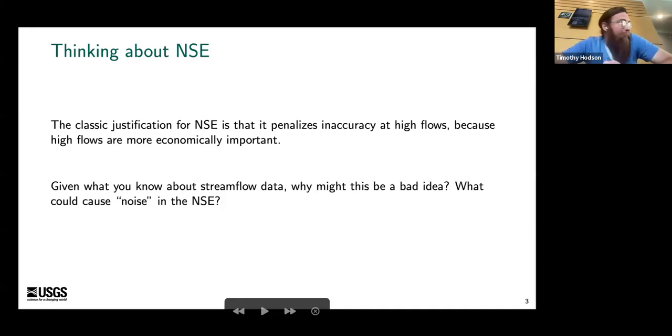The classic justification for Nash-Sutcliffe goes along the lines that it penalizes inaccuracy at high flows. And that's useful because high flows are usually what's economically important for our model-based argument. But I'd like to put it to everyone to take a moment. Given what you know about streamflow data, what might introduce noise if we're using the Nash-Sutcliffe? Anyone?